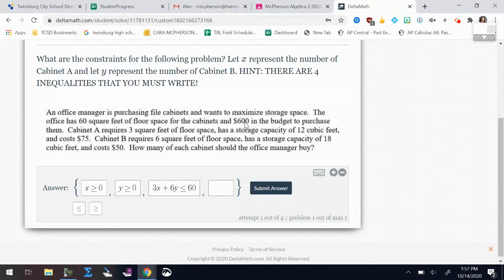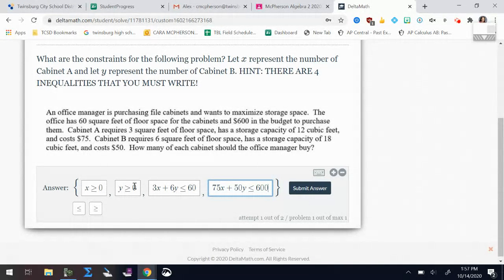My last inequality is going to be that I'm limited by my budget in this case. I have $600 that I can spend. I'm going to spend $75 on cabinet A, and $50 on cabinet B. So 75 for cabinet A is X, plus $50 that I spend on cabinet B, which is Y, and that has to stay under, so less than or equal to, my budget of $600. So there are all of my constraints.